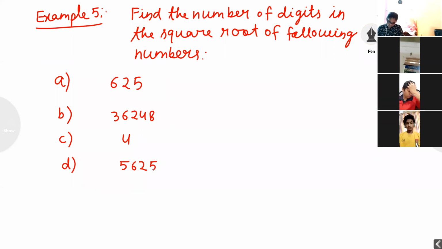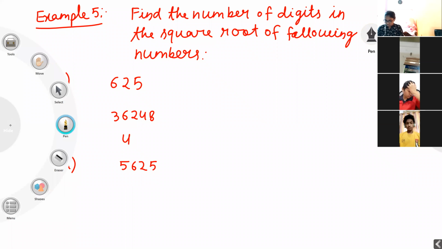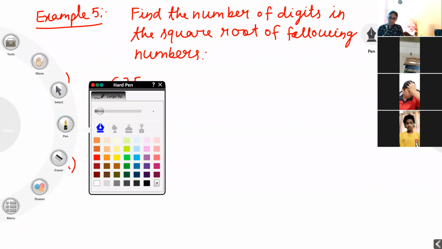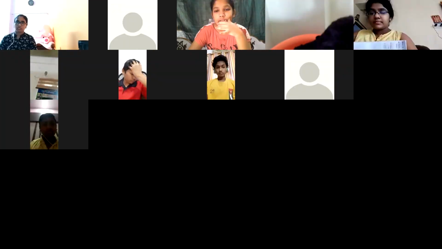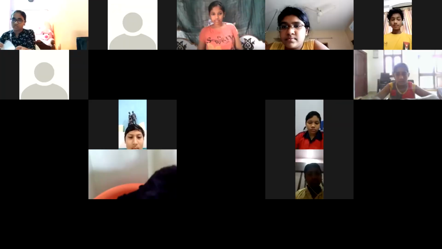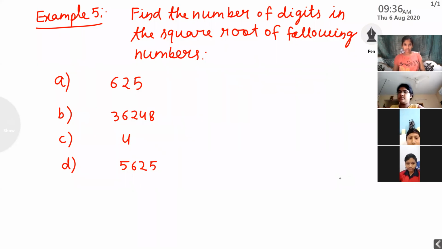Listen carefully, students. In this question, he is not asking to find the square root. What is the question? Find the number of digits in the square root of the following numbers. Listen carefully, students. How do we find the number of digits in the given number? Just now I have given one question: find the number of digits in the square root of the following numbers.